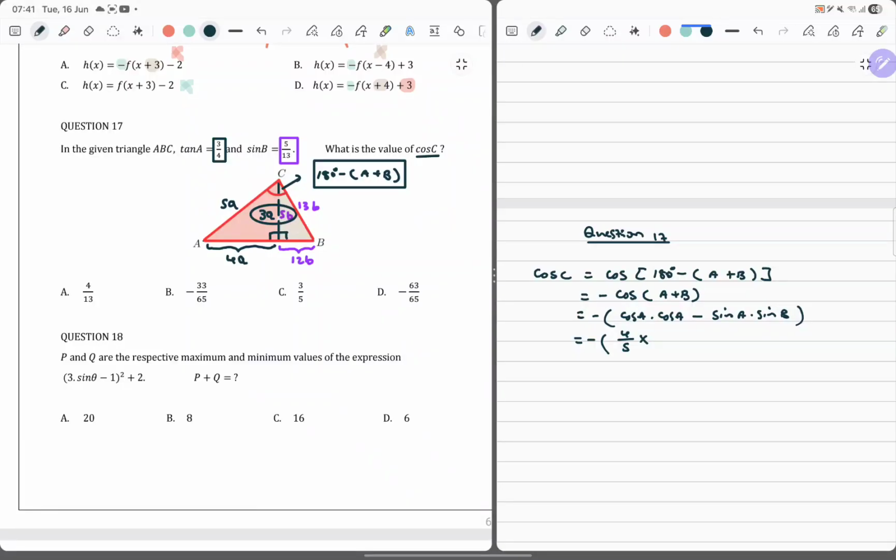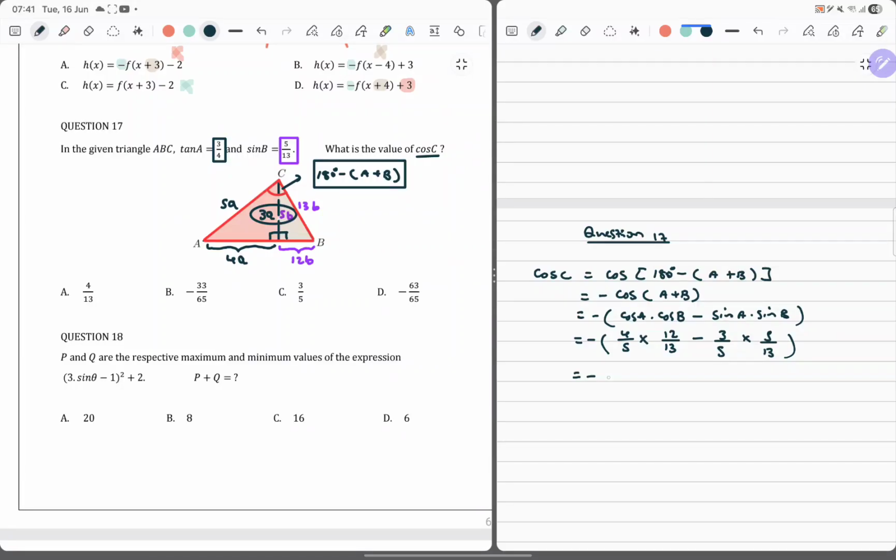Forget the A's, they divide to 1, so times cos of B. Now cos of B is adjacent over hypotenuse, this is going to be 12 over 13. The B's go away if we're using the other triangle. Minus sine of A. Sine of A is opposite over hypotenuse, that's 3 over 5. Again, the A's go away. Then sine of B was told to us that it's 5 over 13. Again, you can also look at the sketch.